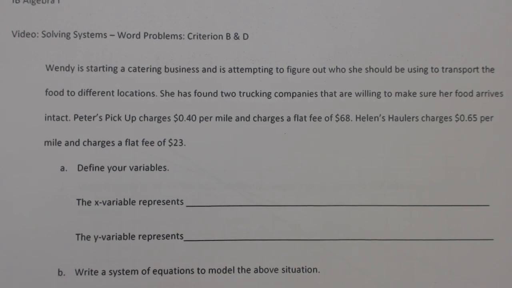So here we go. Wendy is starting a catering business and is attempting to figure out who she will be using to transport the food to different locations. She has found 2 trucking companies that are willing to make sure her food arrives intact. Peter's Pickup charges 40 cents per mile and charges a flat fee of $68. Helen's Haulers charges 65 cents per mile and charges a flat fee of $23.